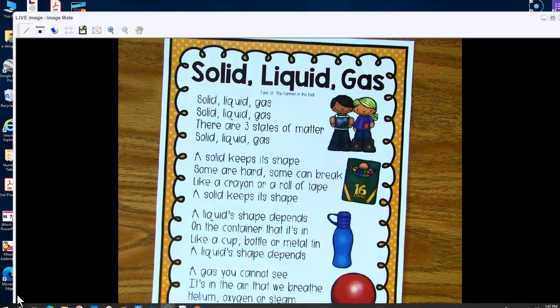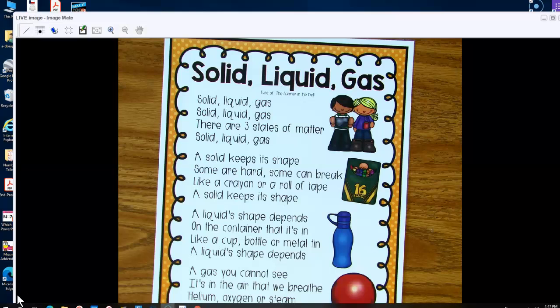Solid, liquid, gas. Solid, liquid, gas. There are three states of matter: solid, liquid, gas. A solid keeps its shape. Some are hard, some can break, like a crayon or a roll of tape. A solid keeps its shape.